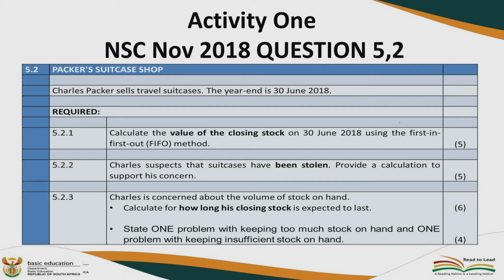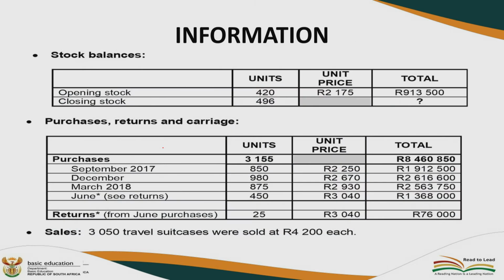It says, calculate the value of closing stock on 30 June. So what the examiner wants is the value of closing stock at 30 June. 30 June becomes the end of the financial period, and then they want us to use the first in, first out method. Very simple now. Let's see what information they gave us. Here's the information that they gave us.